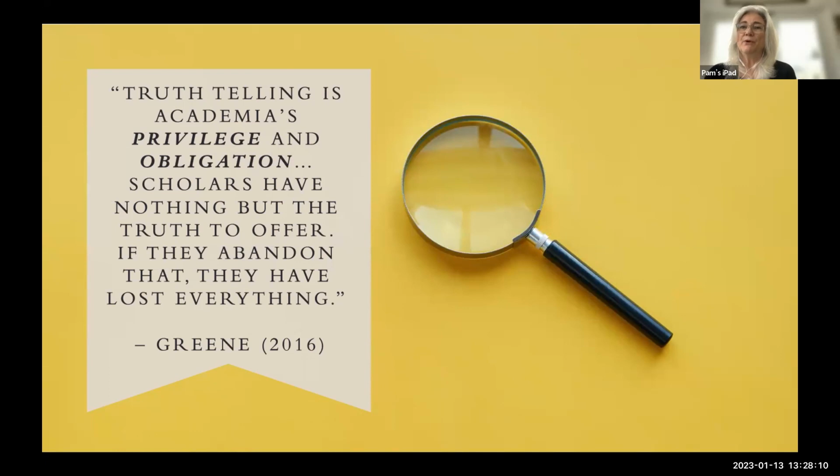So this is such an important quote. Truth telling is academia's privilege and obligation. Scholars have nothing but the truth to offer. If they abandon that, then they've lost everything. So in your own minds, it is critical that we think about the difference between facts and our beliefs and opinions about things, because really and truly, when we're having these opportunities, we need to step back from our beliefs and opinions and really try to bring the evidence that we have. And on the other hand, when those things are shared with us, we want to listen intensely.